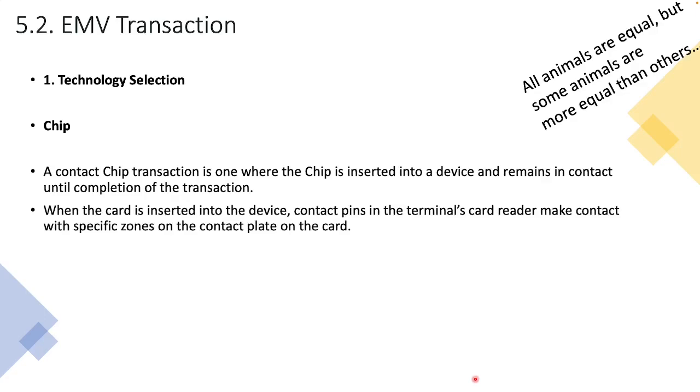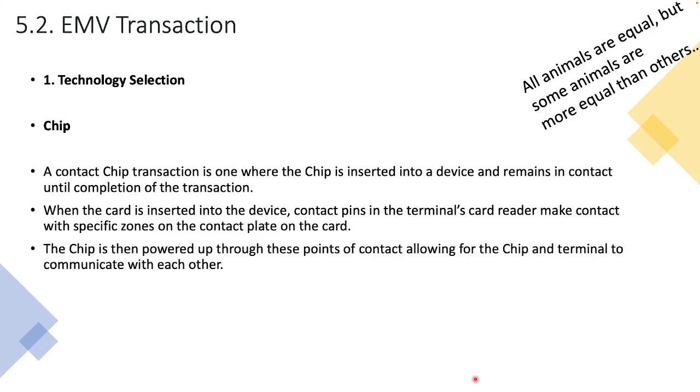So what happens is when you insert the card into the device, there are contact pins in the terminal's card reader, which we've discussed already in previous videos. These contact pins on the card reader will make contact with specific zones on the contact plate on the card, and we've spoken about this as well in the EMV issuing section. The chip is then powered up through these points of contact.